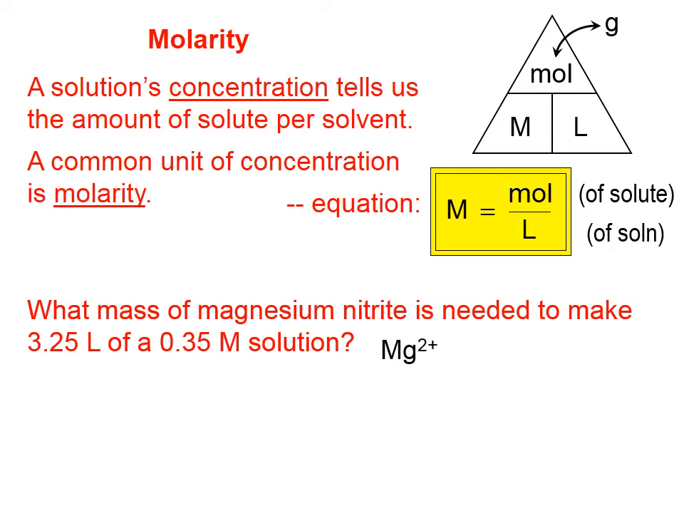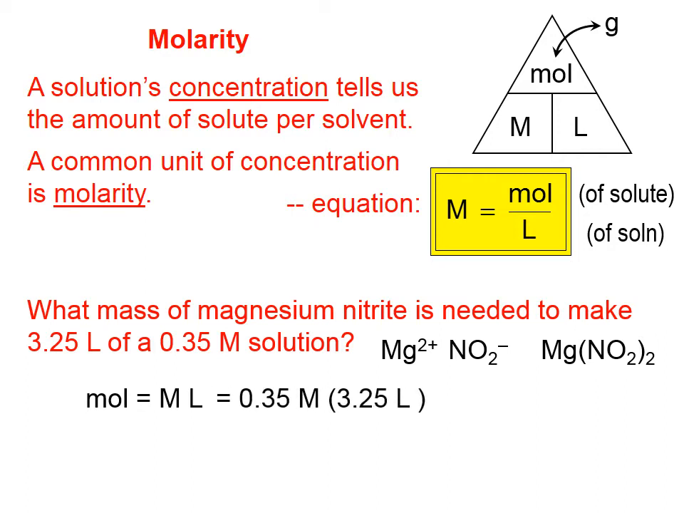Let's write the formula for magnesium nitrite. Magnesium ion has a 2+ charge. The nitrite ion is NO2-. So the formula for magnesium nitrite looks like that. We first then need to calculate moles by taking molarity times liters. We've done that. 0.35 molar times 3.25 liters. That gives us 1.1375 moles of magnesium nitrite.